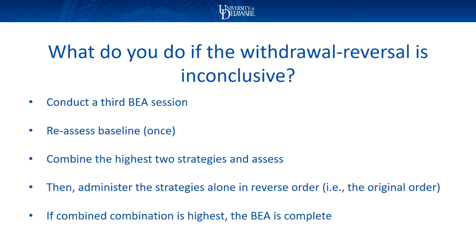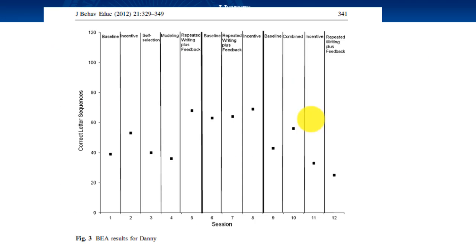Then you administer the strategies alone in reverse order, again, which actually ends up being the original order because this is the third time. If the combined intervention is highest, the BEA is complete. Here's an example of what happened, and this was for a student named Danny.